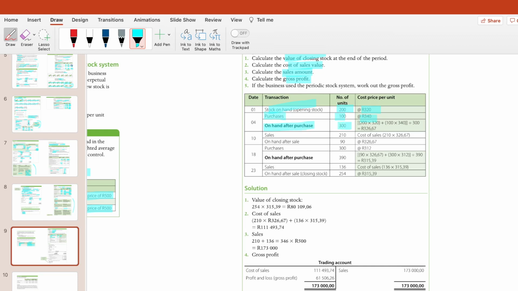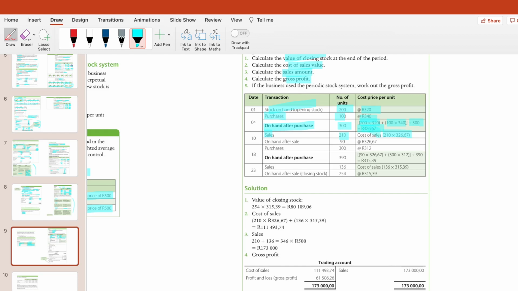We work out on the different prices, 200 times 320 plus the 100 at 340. And we divide it by 300, our weighted average. And we get the average per unit is 326 Rand and 67 cents. So you see, they work it out on all separately. Now we have our sales on the 10th. That's 210 units. The cost of sales is 210 times 326 Rand and 67 cents. We work on that one.